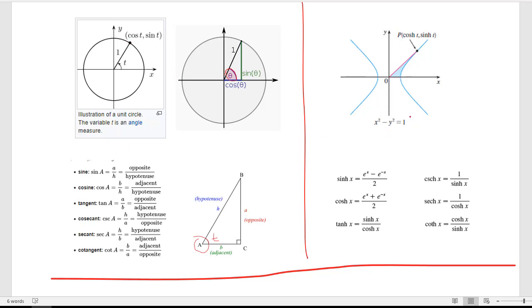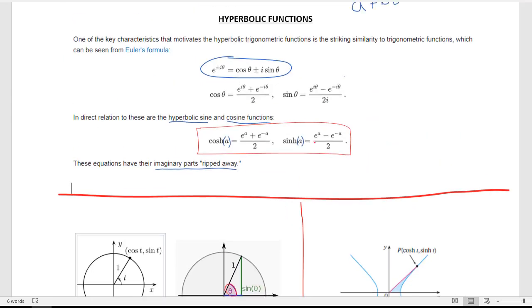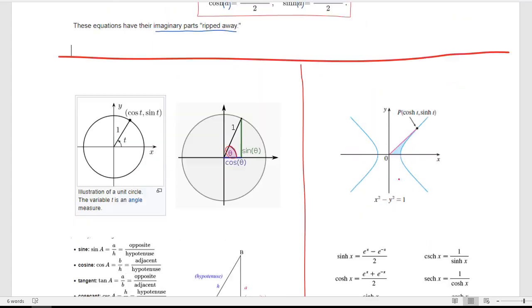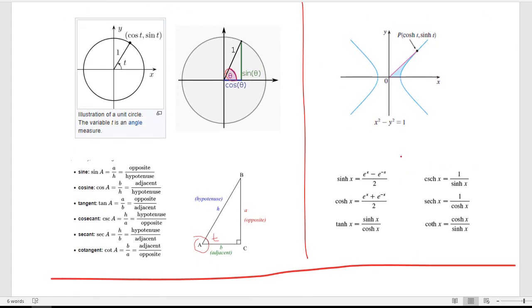Now, if we look at the hyperbolic cosine and hyperbolic sine, based on Euler's formula, here was our definition. Hyperbolic cosine of the input is e to the input plus e to the negative input over 2, and here's that definition. The hyperbolic sine definition was e to the x minus e to the negative x over 2.